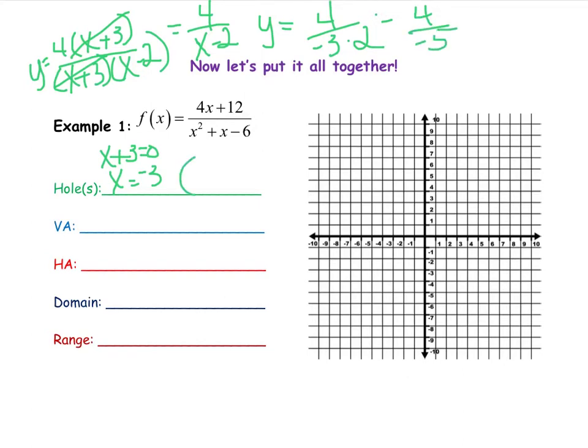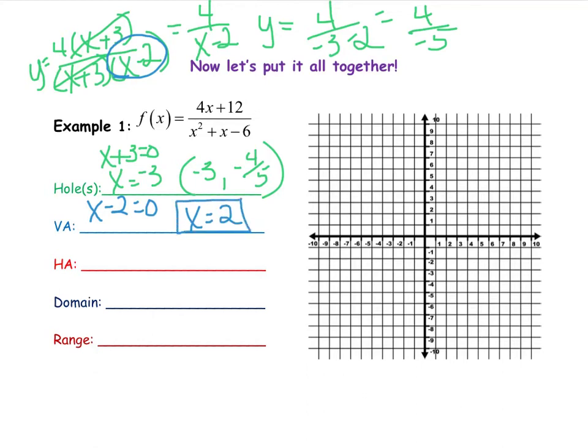So here's the ordered pair for my hole: negative 3 and negative 4/5. Now let's find our vertical asymptote. Now if you remember, we take the part of the denominator that wasn't canceled out, and we set that equal to 0. So I will have x minus 2 equals 0, therefore x equals positive 2. So that's my vertical asymptote.